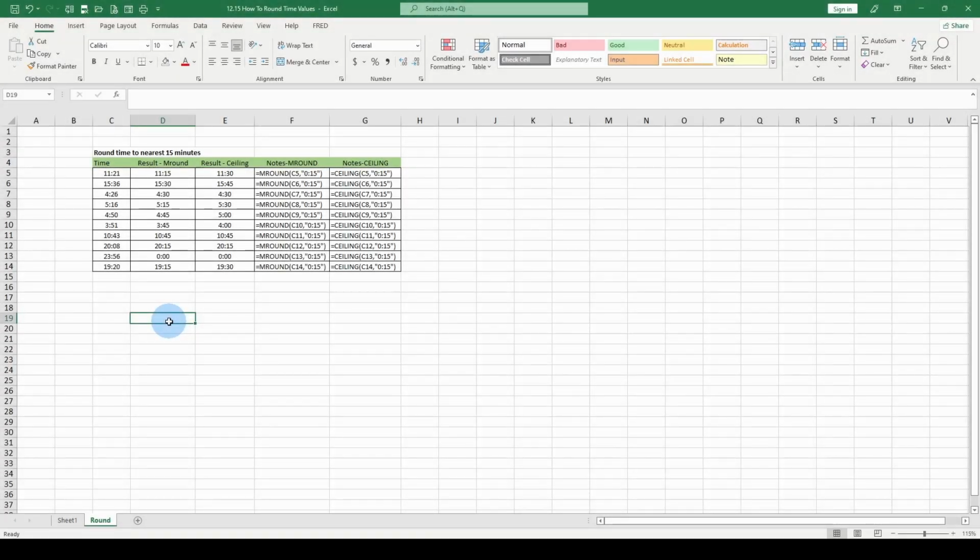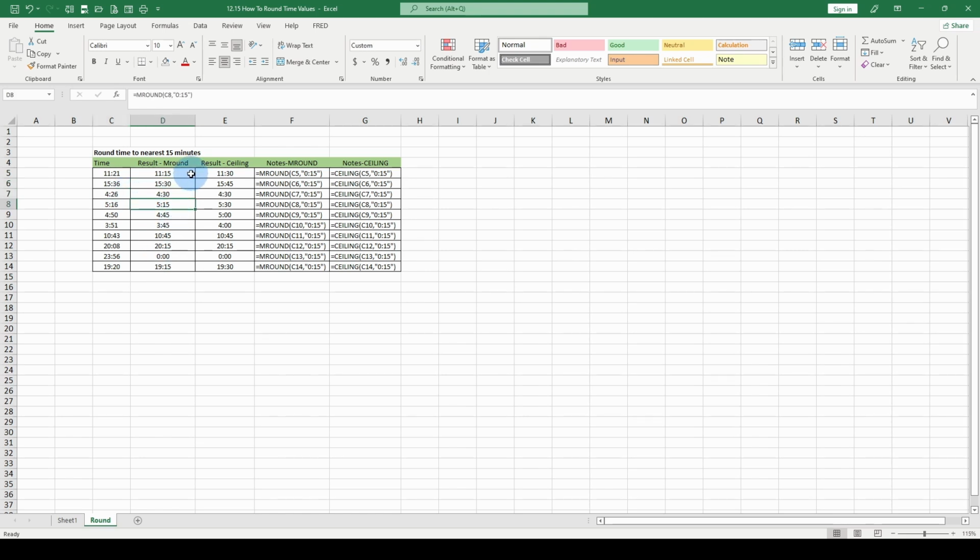This is straightforward. We've talked about the round function. We're also going to talk about the ceiling function. The MROUND function, what we do, we want to round this. MROUND rounds down. So if we're rounding 11:21, it's going to round this down. 15:36, it rounds it down to 15:30. 4:26, it rounds it up.